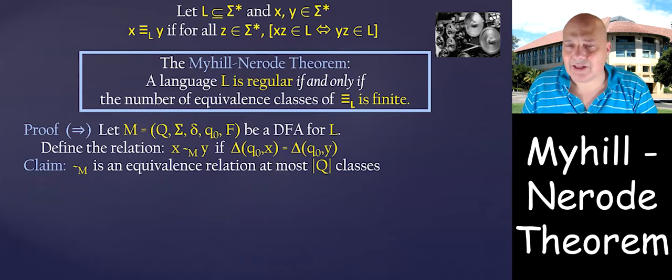Why am I saying that there are at most Q classes and not exactly Q classes? Because there may be states that are unreachable. So therefore, there will be no string that reaches them.